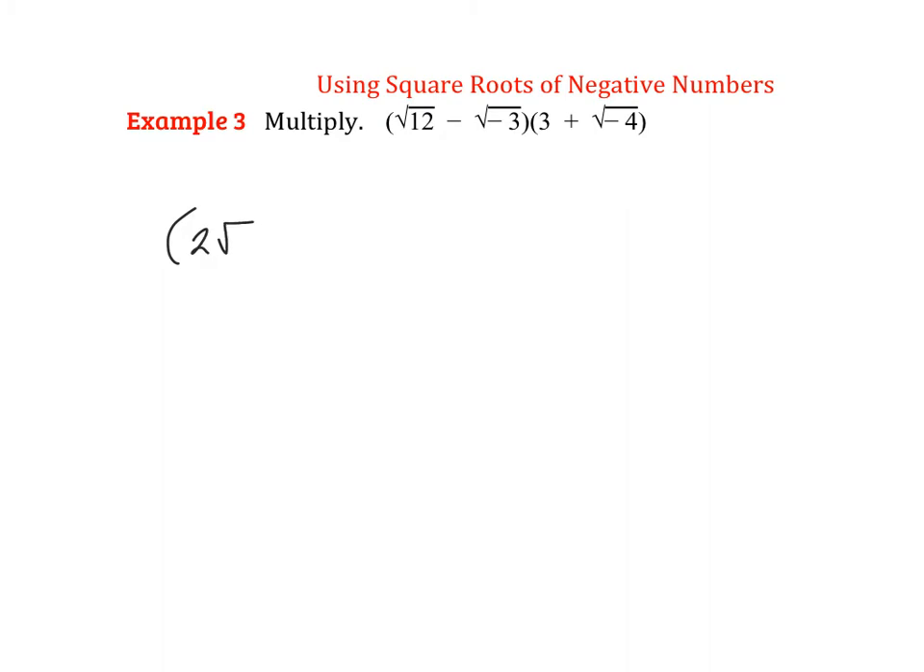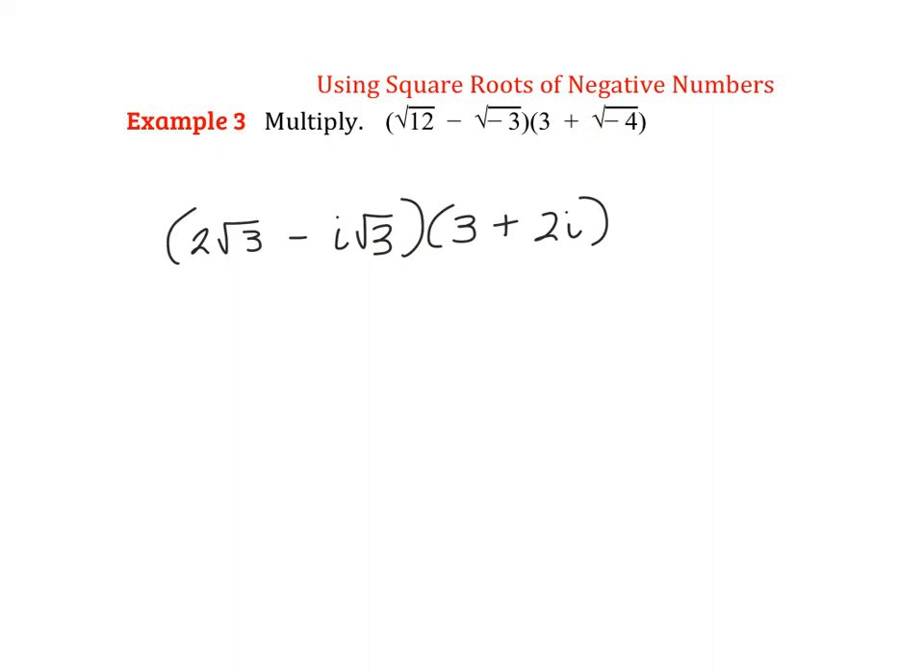So that becomes 2 root 3. I can simplify this by writing it as minus i root 3. Remember, by definition, i is the square root of negative 1. So whenever you see a negative inside, we put an i on the outside to help simplify. And then this becomes 3 plus i times 2, so I'll say 2i. So the i is from the negative, and the square root of 4 is 2.